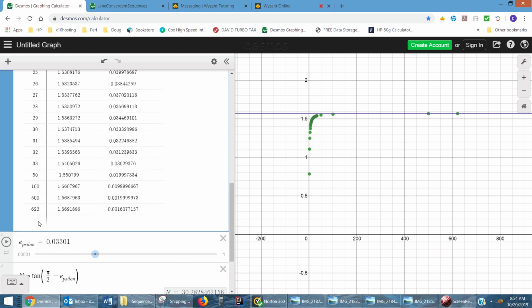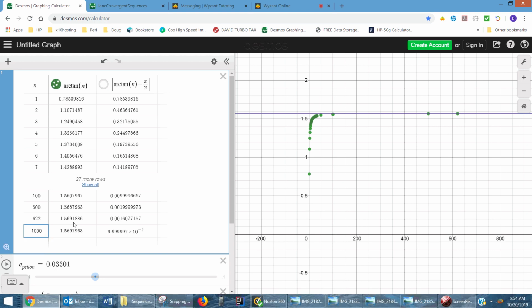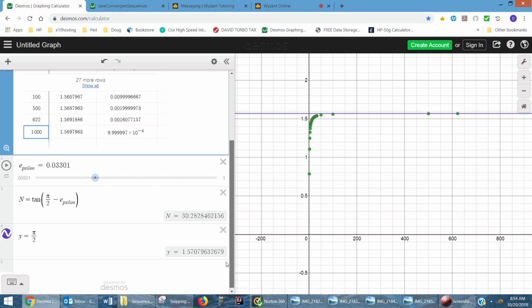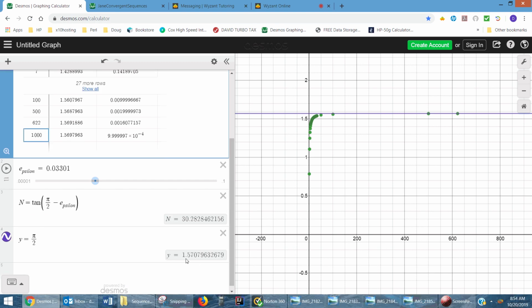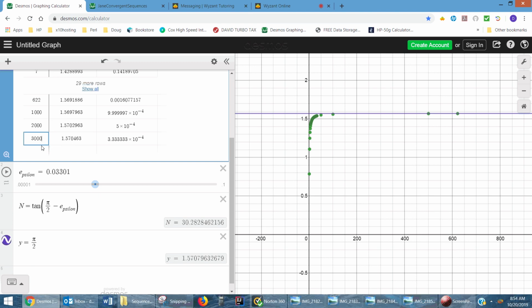Okay, and I could add 1,000 in here, and you can see that pi over 2, 1.5707, I'm getting closer and closer to pi over 2, 1.5702, 3,000, and look at how small epsilon is. Okay, so that's the idea behind this.